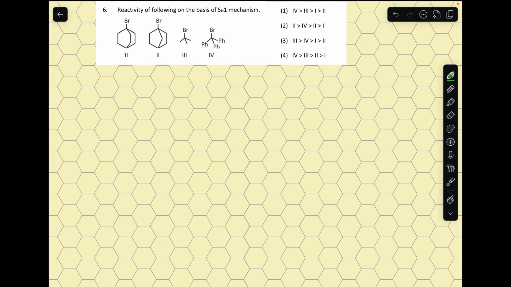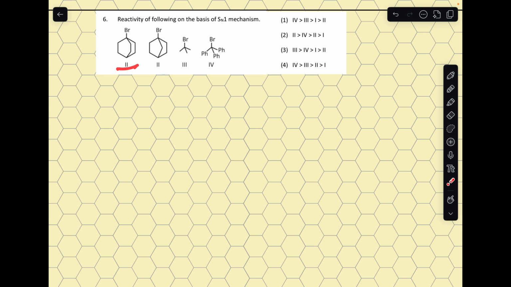90% of the students get this question wrong, even after studying carbocation stability, because this question is not testing the degree, but the geometry of the carbocation as well. Here we need to arrange these compounds in the decreasing order of reactivity towards SN1 reaction.